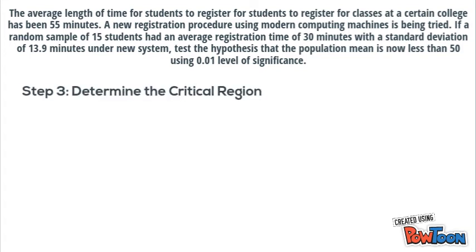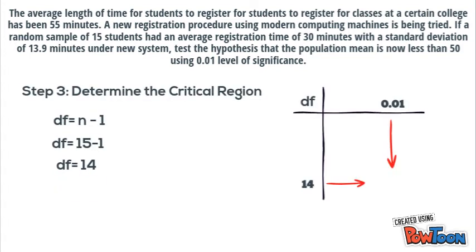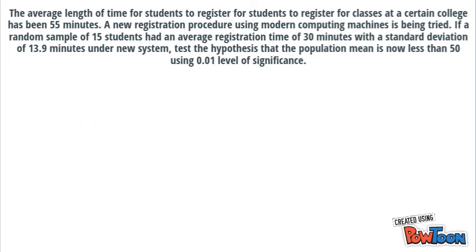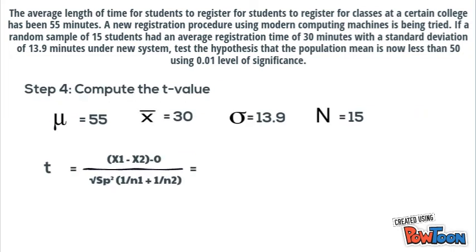Step 3. Determine the critical region. To get the t, we first need to know the df, then locate, so t is less than negative 2.634. Step 4. Compute the t value. Simply substitute all the given values in the formula given, so t is equal to negative 6.97.